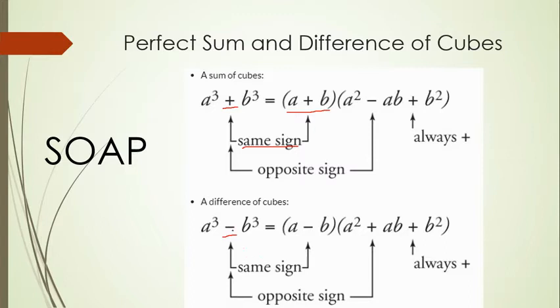In the difference of cubes, again, the same sign is going to happen both in the cube as well as in the binomial of the cubes. Then your opposite sign is going to happen in the trinomial, and the last one is always positive. We're going to do some examples.